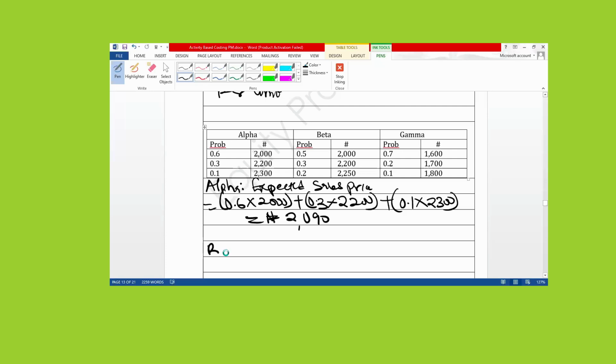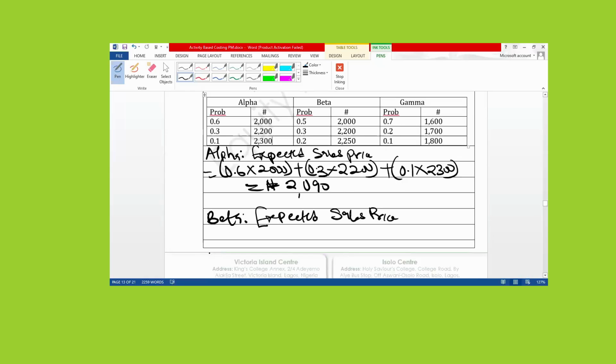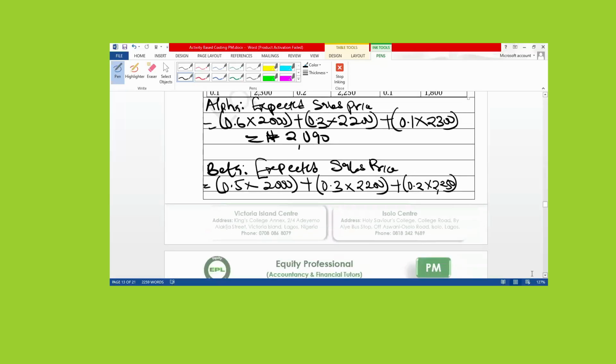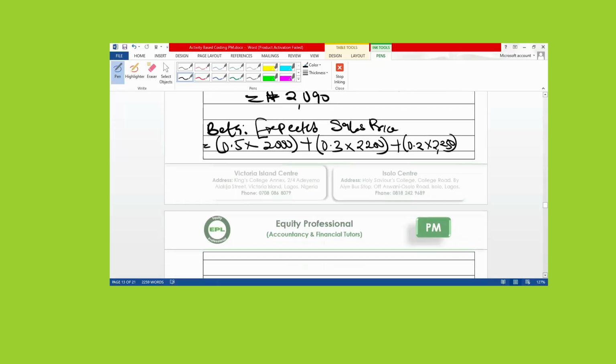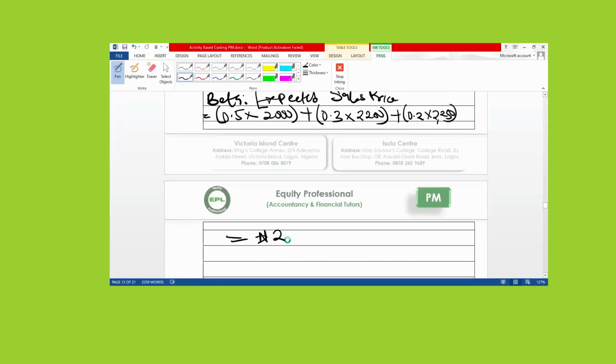You go to beta. Expected sales price is equal to probability 0.5 multiplied by the corresponding price 2,000, plus probability 0.3 multiplied by 2,200, plus probability 0.2 multiplied by 2,250. Final answer: 2,110. Correct. 2,110.